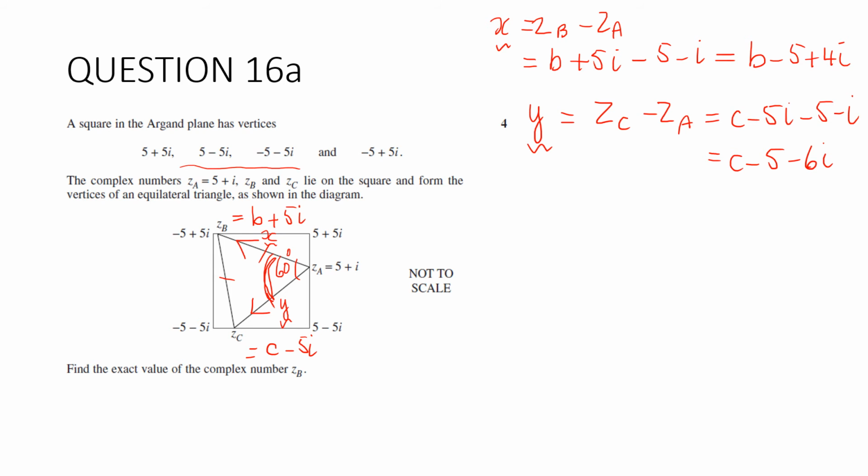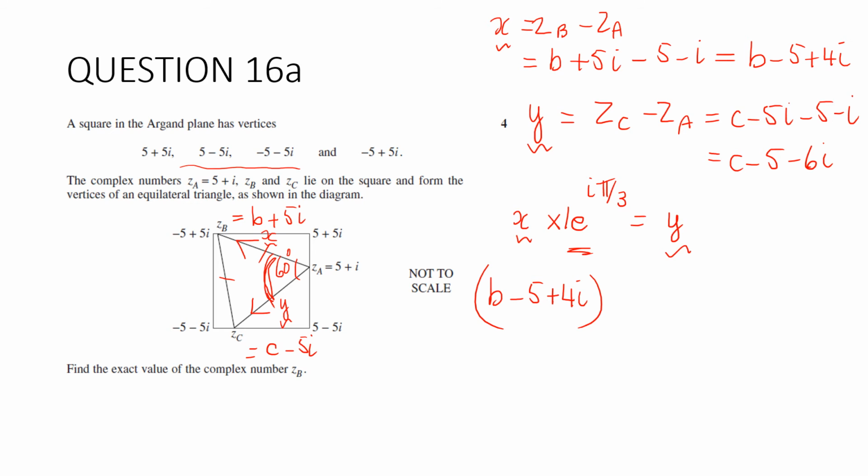All right, so here's the thing. Vector x multiplied by e to the i pi on 3 is going to equal vector y. Okay, this is a rotator in an anti-clockwise direction. You must have a magnitude of 1, otherwise you're going to change the length. Now x is b minus 5 plus 4i.